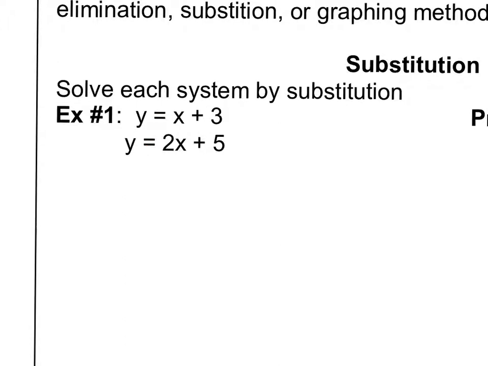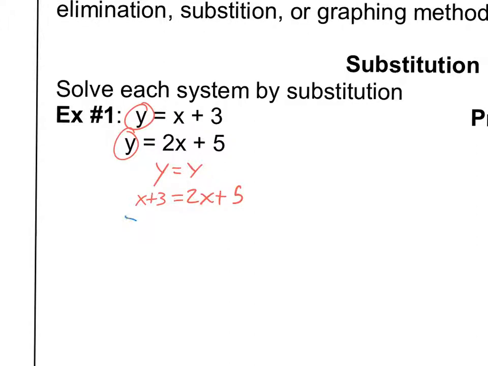So both of these are already equal to y. So what we can do is say, well, okay, they're both equal to y, so then we know y equals y, so therefore the x plus 3 from the first y has to equal 2x plus 5 from the second y. Well, now we can just use our basic algebra to solve this thing.